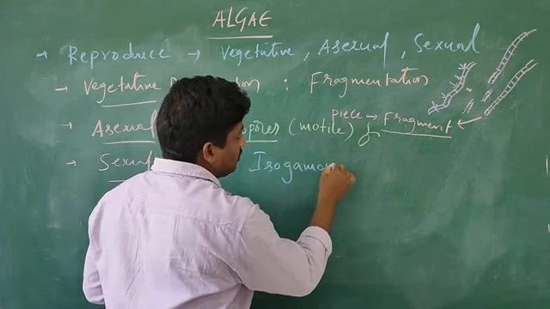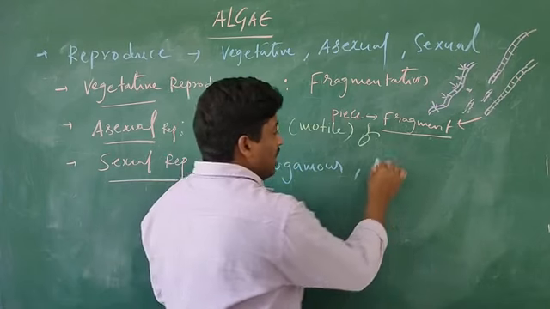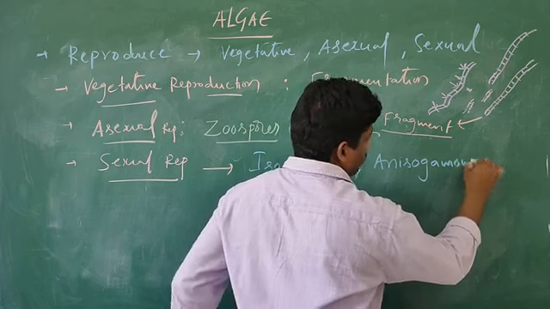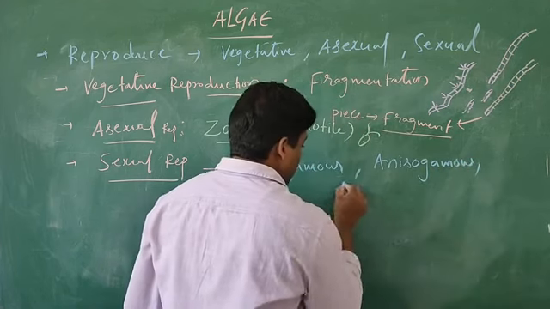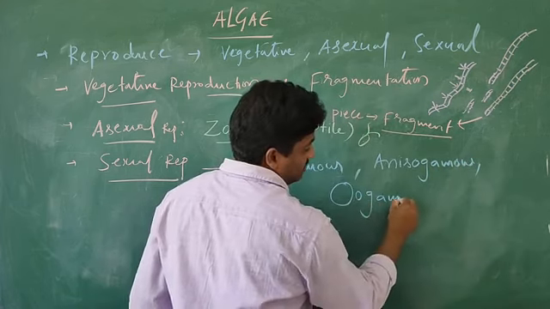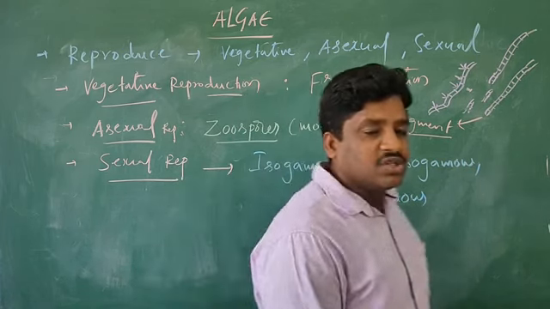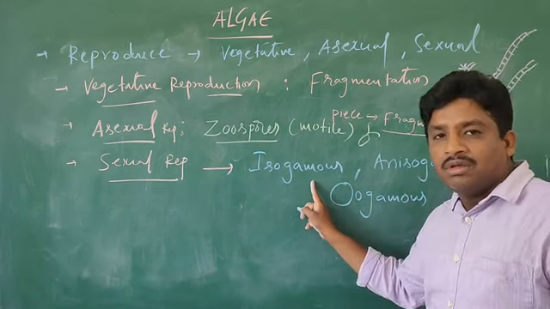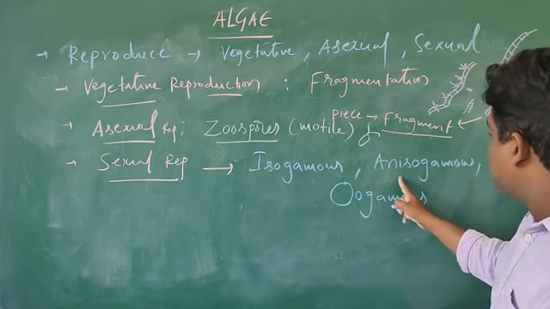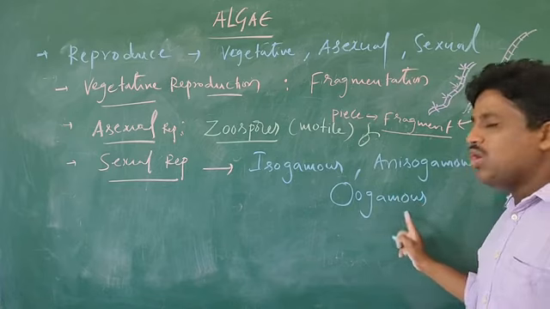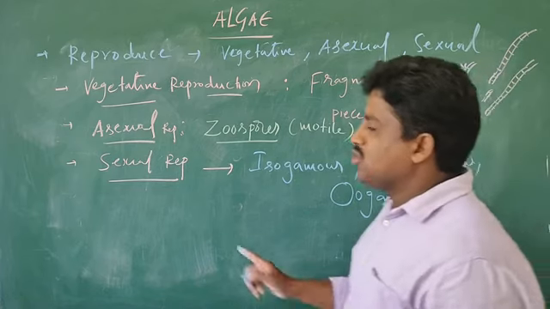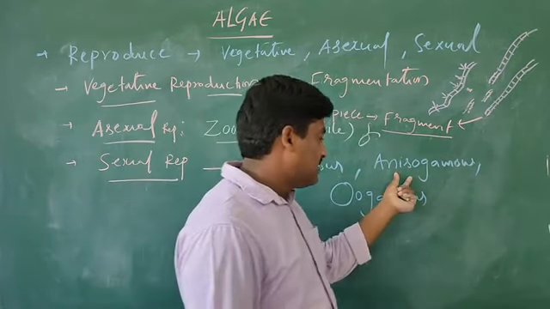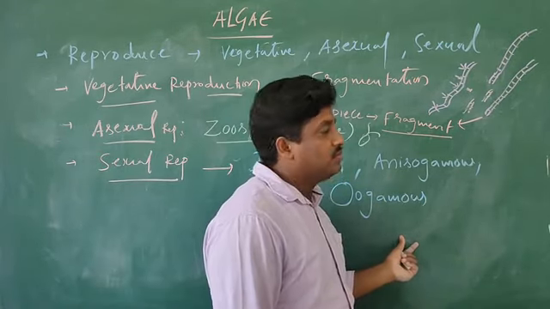isogamous, or maybe unicellular, and also maybe oogamous methods. Sexual reproduction through the process, it may be isogamous, it can be done, and also anisogamous it may be, and also oogamous. Okay, sexual reproduction by isogamous, anisogamous, oogamous types.